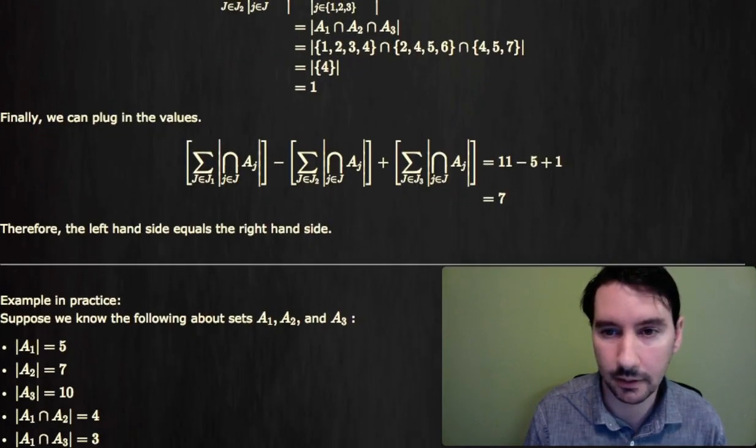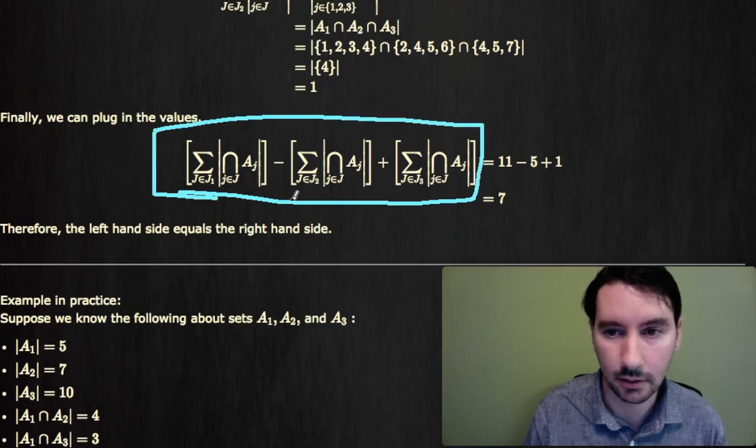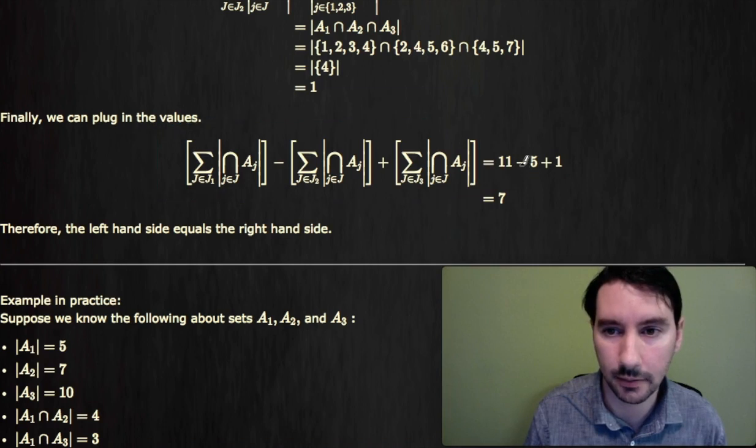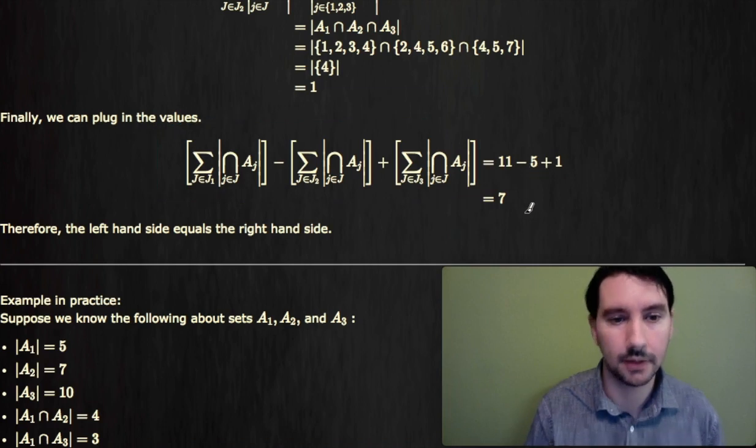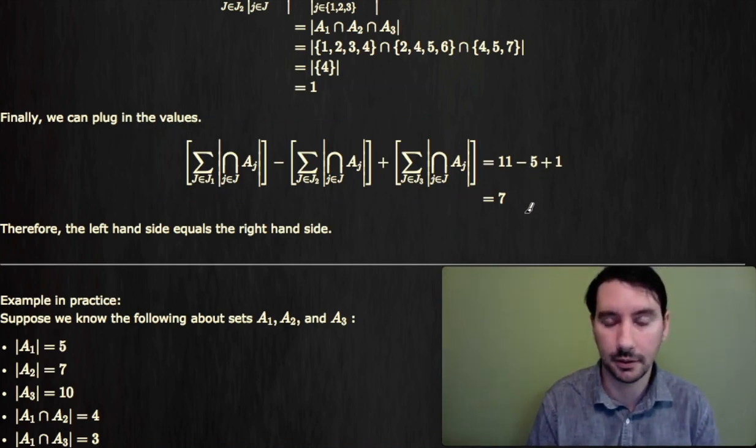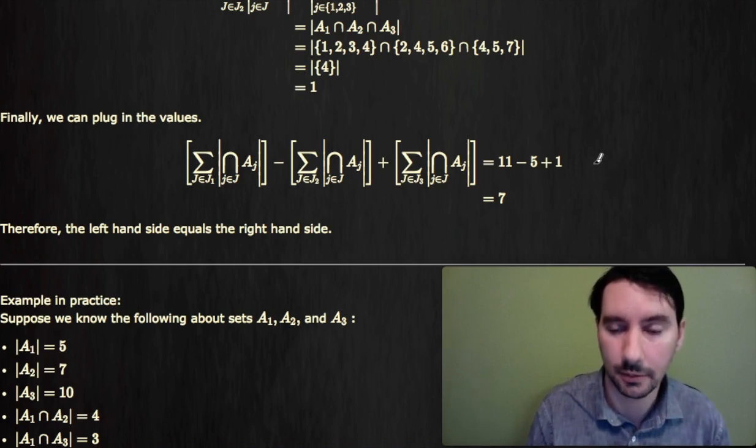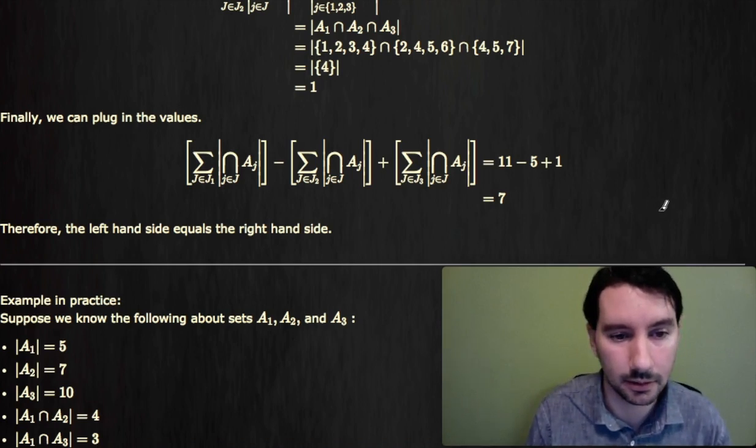And plugging these values in, so we just computed each of these 3 individually to be 11, 5, and 1. So it's 11 minus 5 plus 1, which does equal 7, and therefore we get the right value. So the number of points we have to choose among are 7.